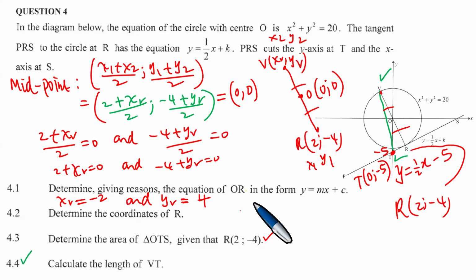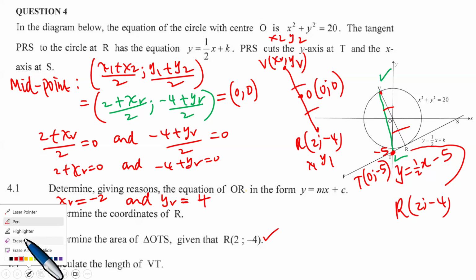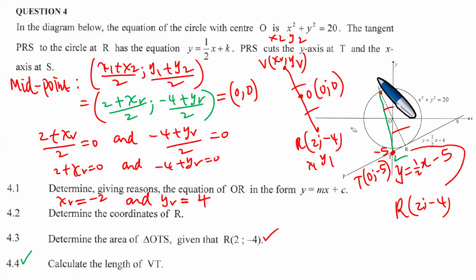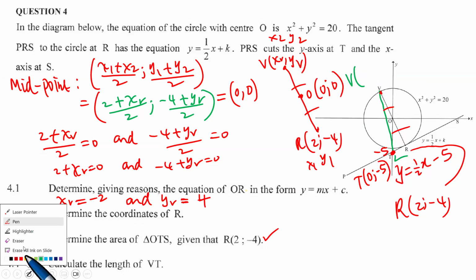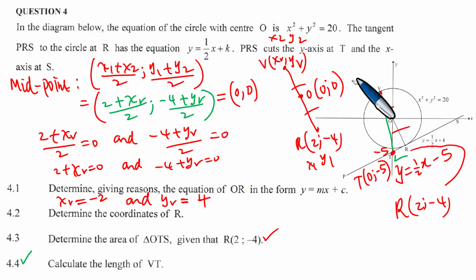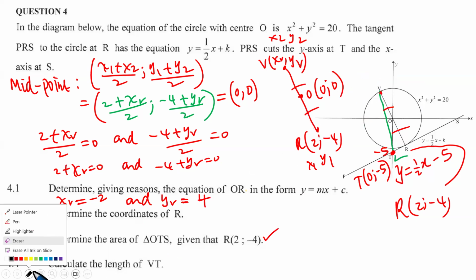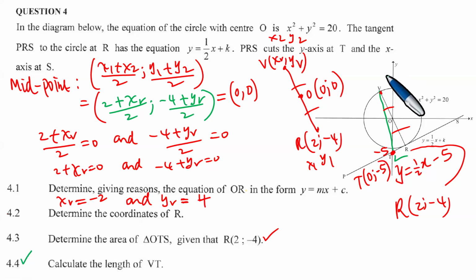Now we have the coordinates of V, because we have x at V and y at V. We write down the following: the point V has the coordinates, and I'll write a little further away from the point O so it doesn't get mixed up. So V has the coordinates -2 and 4.